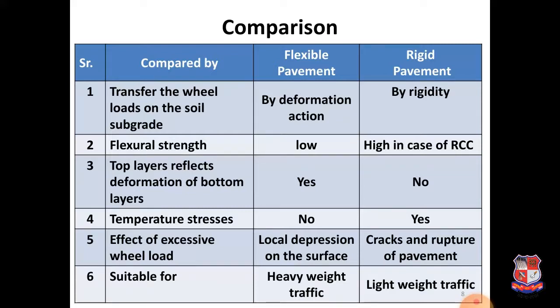Third comparison is top layers reflect deformation of bottom layers. That means when bottom layers deform, what is the reflection on the top layers? In flexible pavement, top layers reflect deformation of bottom layers, but in rigid pavement, the top layer does not reflect deformation of bottom layers. In rigid pavement, bottom layers are soil subgrade and base course.